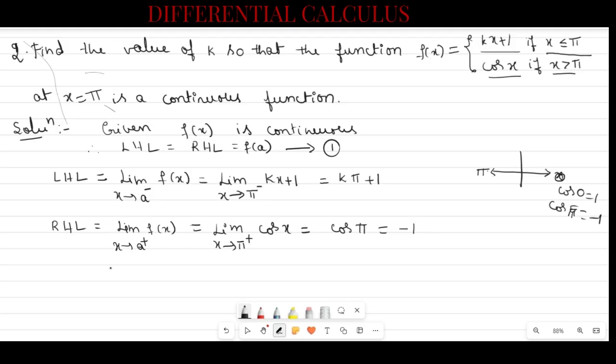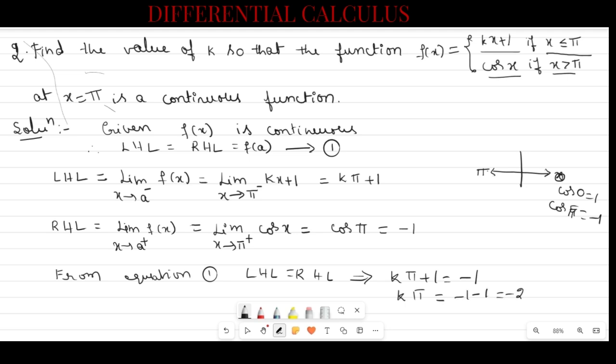We got the left hand limit and the right hand limit. What should we find out? Using equation 1, LHL equals RHL. Whatever we got for the left hand limit and right hand limit, k pi plus 1 is equal to minus 1. So k pi is equal to minus 2, and k is equal to minus 2 by pi. This is the required answer for the given question: k equals minus 2 by pi.